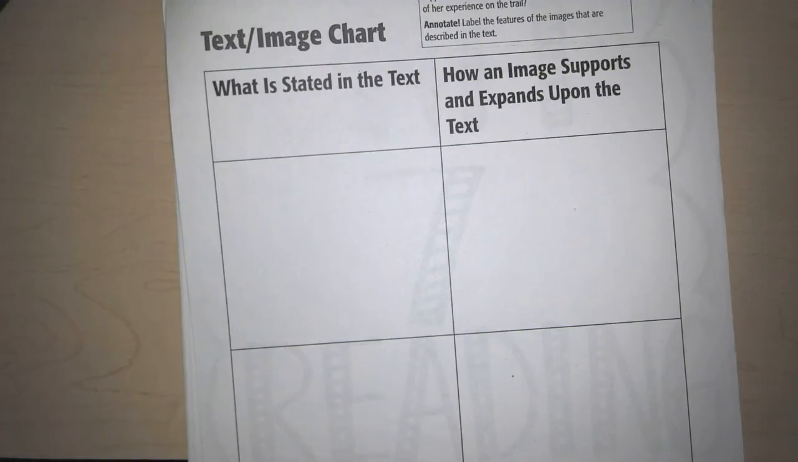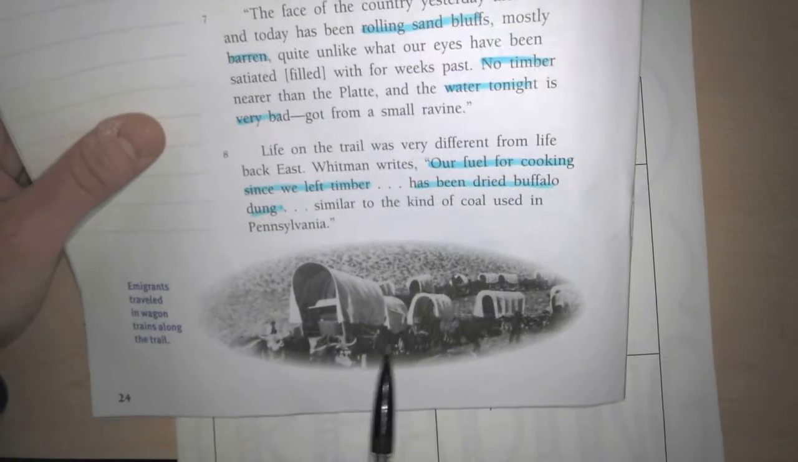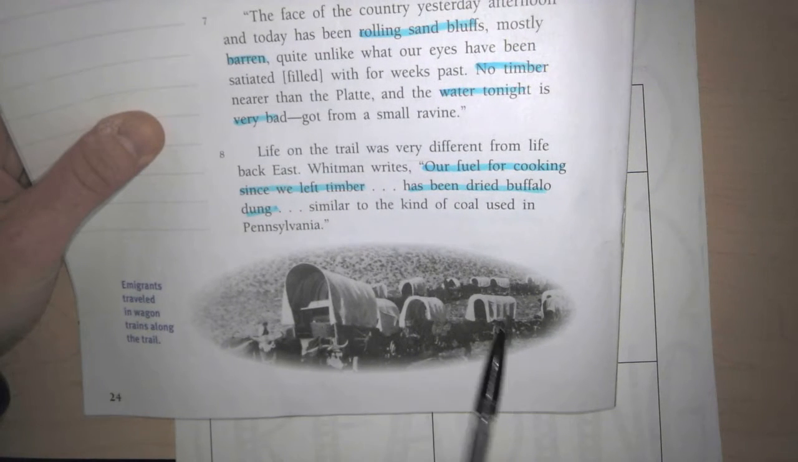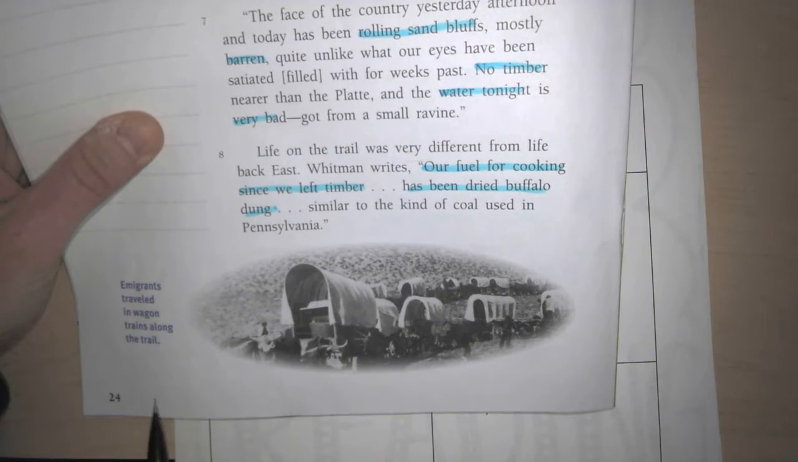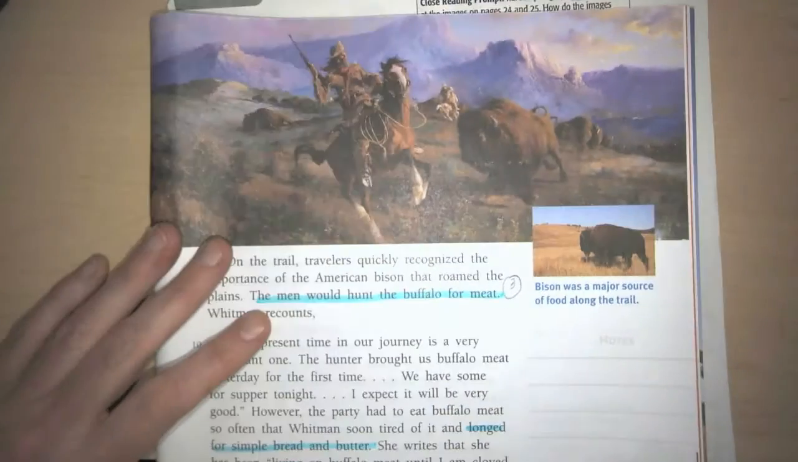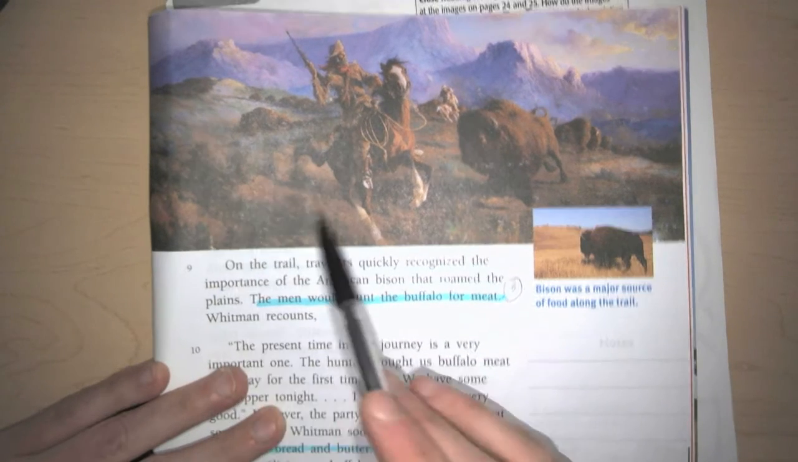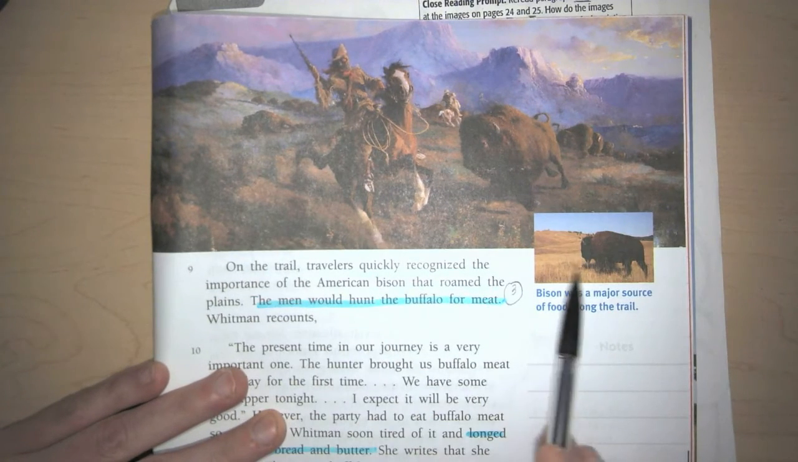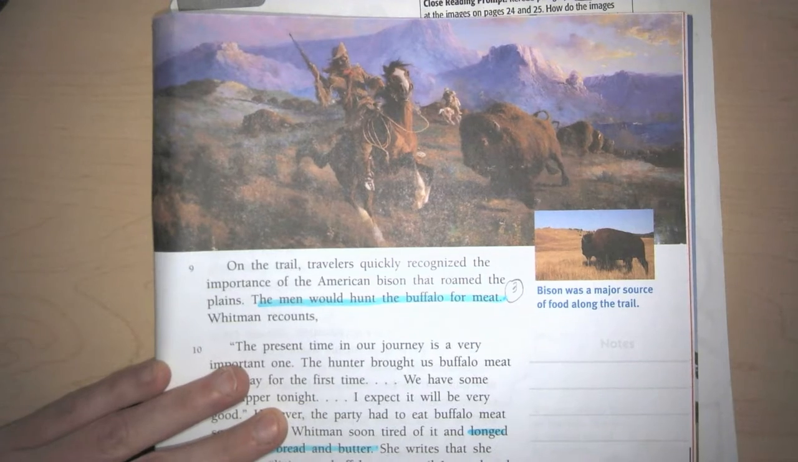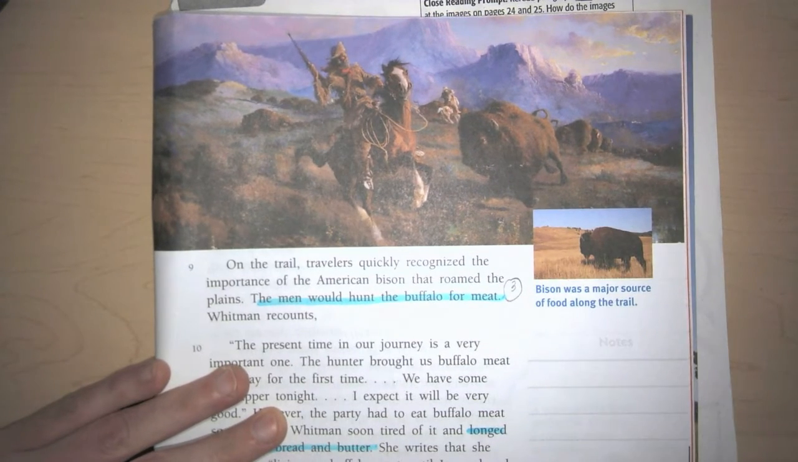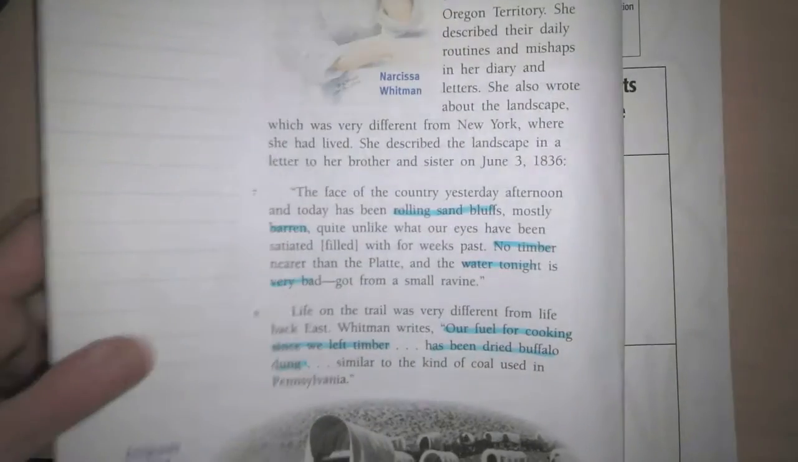So I kind of said this backwards, but I'm going to look at my images first. A picture of Narcissa Whitman. I have a picture of the wagon trains as it went across the prairie, and a picture of the bison and the landscape there, and a modern day picture of a bison in the rolling prairie. So now I'm looking at 6 through 10 and seeing how they tie to those images.